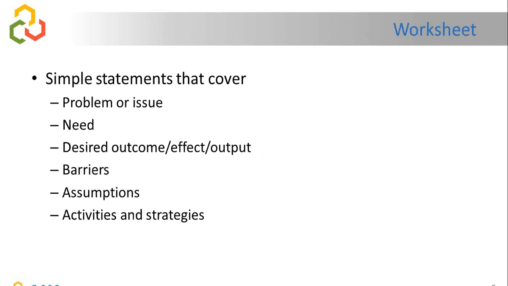So we are going to focus on the worksheet right now. It covers 6 categories: your problem or issue, need, desired outcome, barriers, assumptions, activities, and strategies. So if you've downloaded the handouts, when you're looking at the project worksheet, I created a couple of examples of how it needs to be written out.